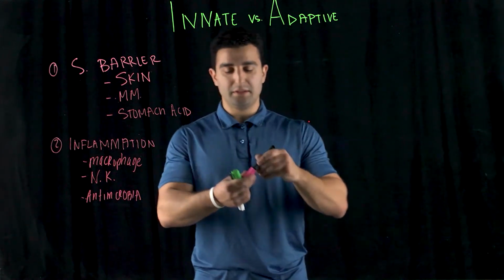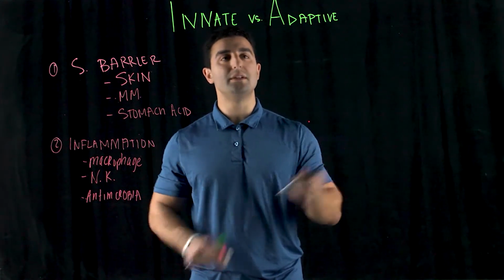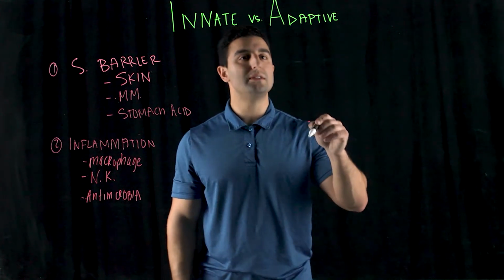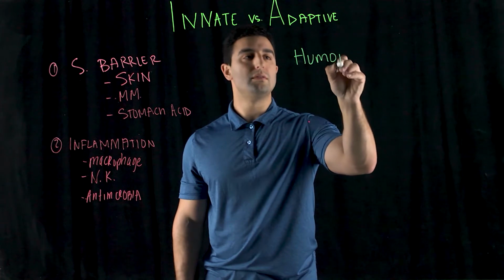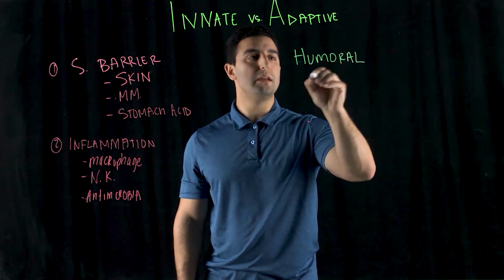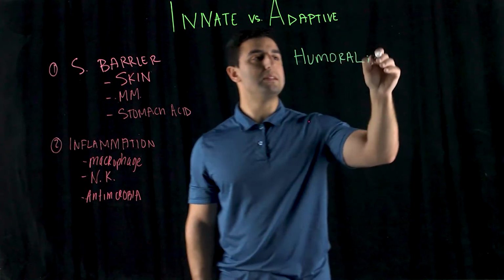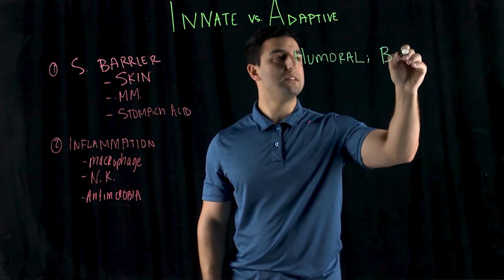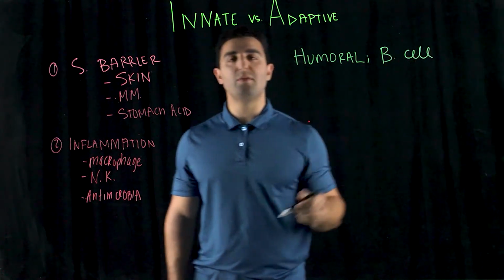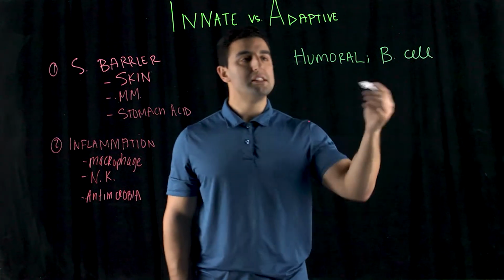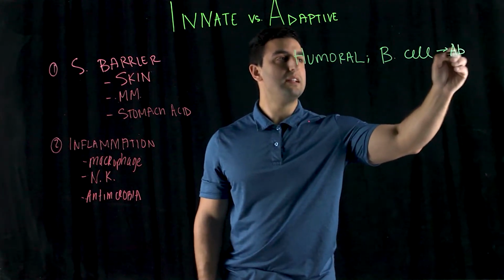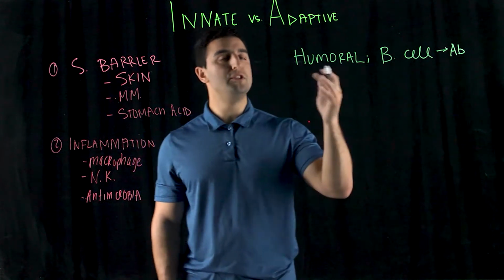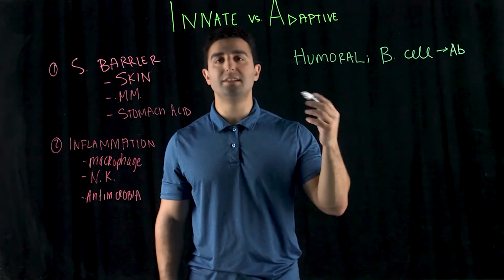Adaptive immune system is different. So adaptive immune system is broken down into two separate categories. You have your humoral, right? So your humoral is more involving your B cells, so your B lymphocytes. And so if you remember from before, what is the main function of B cells? So the main function of B cells is the generation of antibodies, right? So antibody production, and it's responsible for all of the secondary responses.